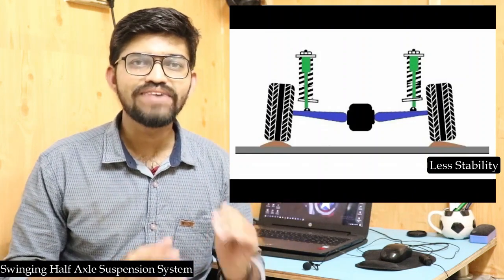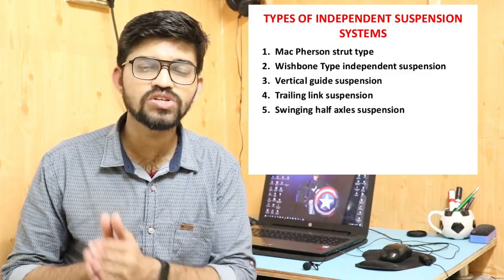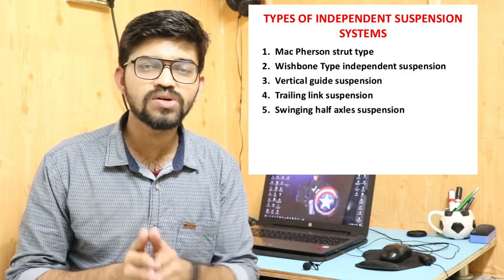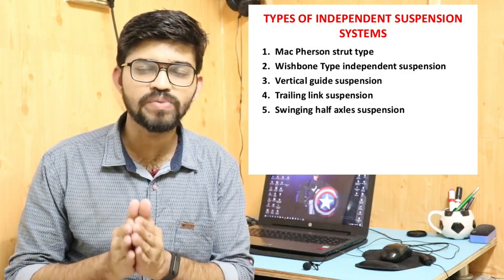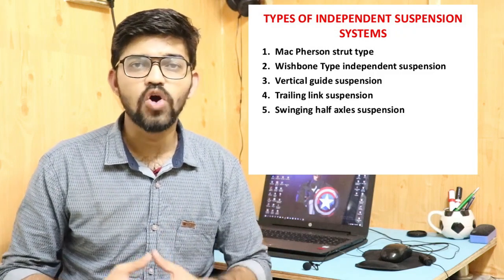So guys, that was all about these 5 types of independent front wheel suspension system. So far we have seen the double wishbone type of suspension system, MacPherson strut type of suspension system, vertical guide type of suspension system, swinging half axle type of suspension system, and trailing link type of suspension system.